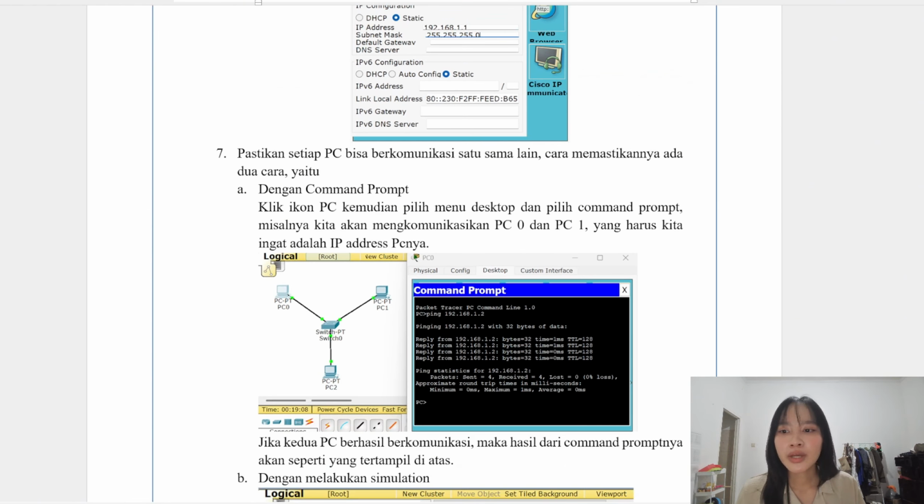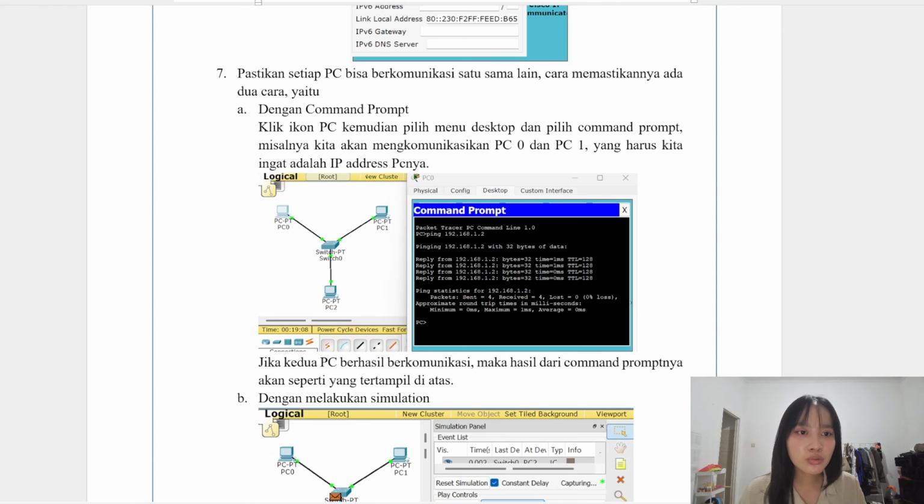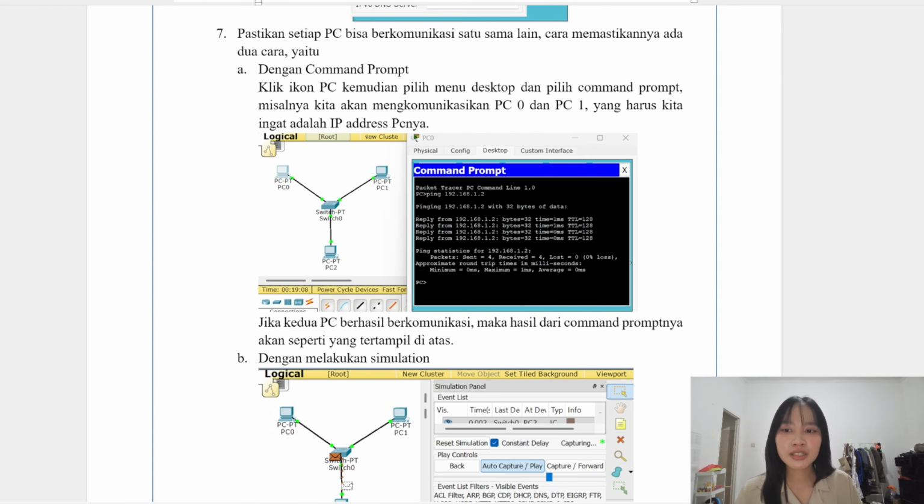And next, we have to make sure that this communication is going well. And we have two ways to make sure of that. The first one is using command prompt. How are we gonna use that? Click the PC icon, then select the desktop menu and choose command prompt.